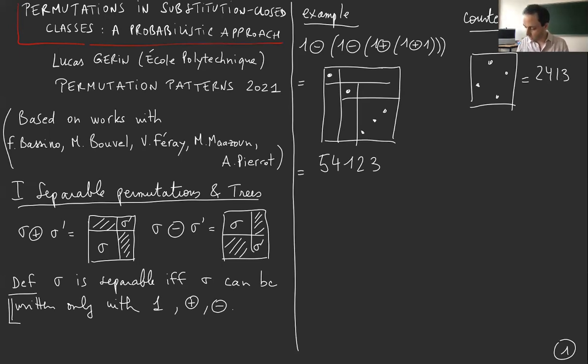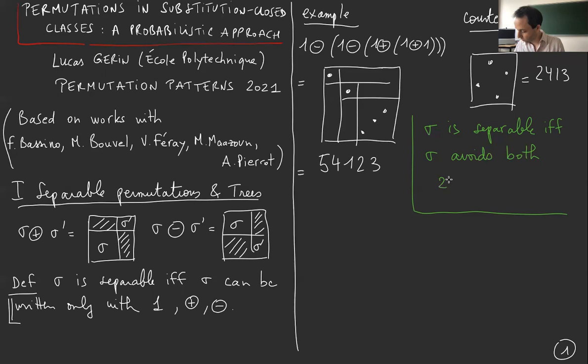In fact, we have a criterion which says that sigma is separable if and only if sigma avoids both 2, 4, 1, 3 and 3, 1, 4, 2.